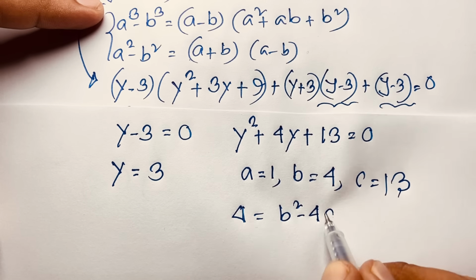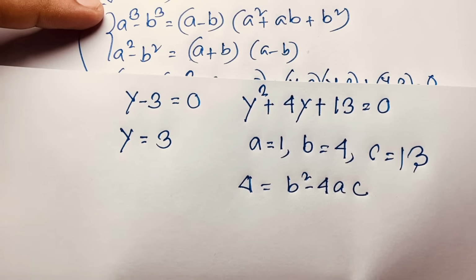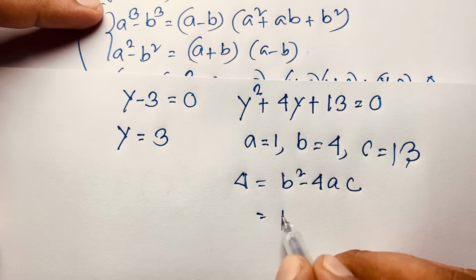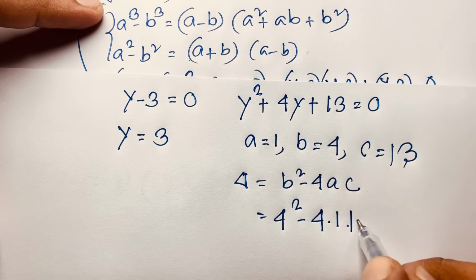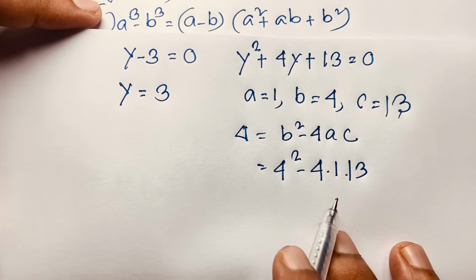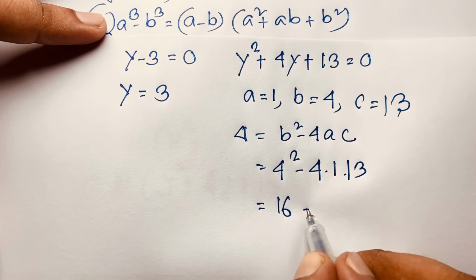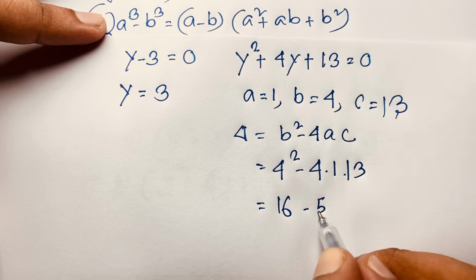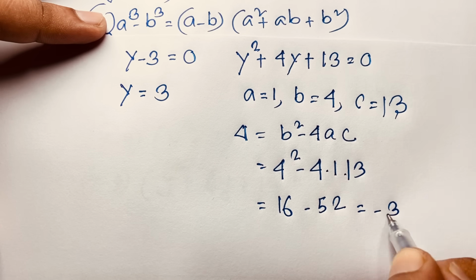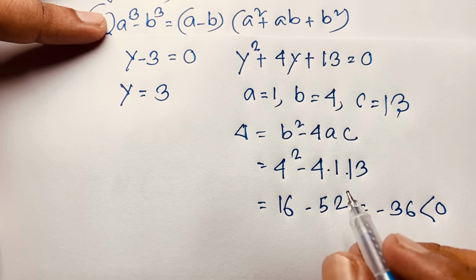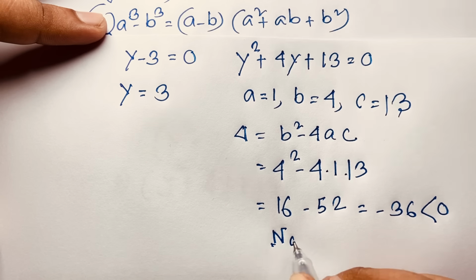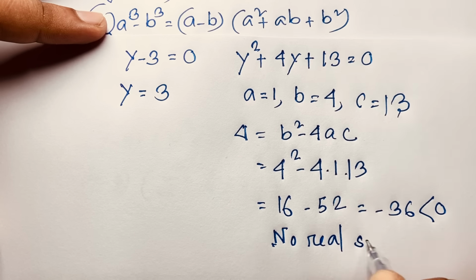I think we will find here a complex solution. So b square will be 4 to the power 2, minus 4ac, c is 13. It will be 16, and this is 52. Then it will be minus 36, which is less than 0. So we find here a complex solution, complex number. Here is no real solution, so it is rejected.